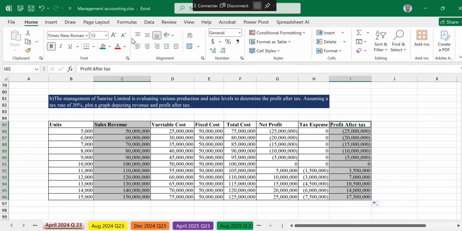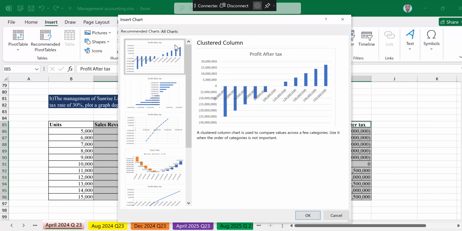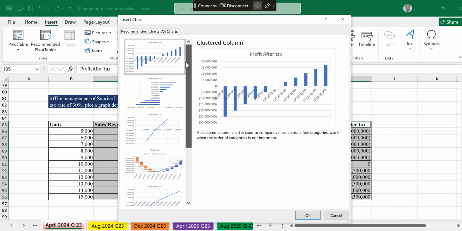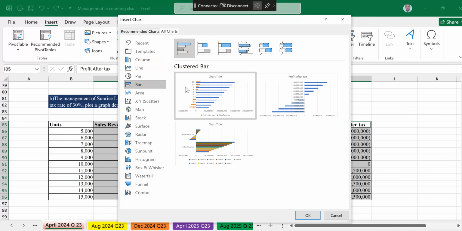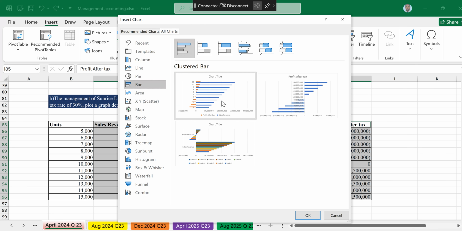Then go to insert, recommended charts again. Pick recommended chart, and you can go for any that will be given there. Can we go for the bar? You can see the best chart to use is this one. Good. Profit after tax and revenue. You can go to all charts. There's a place for all charts. Then bar. Can go for bar or even column. Column, bar. Let me go for bar.